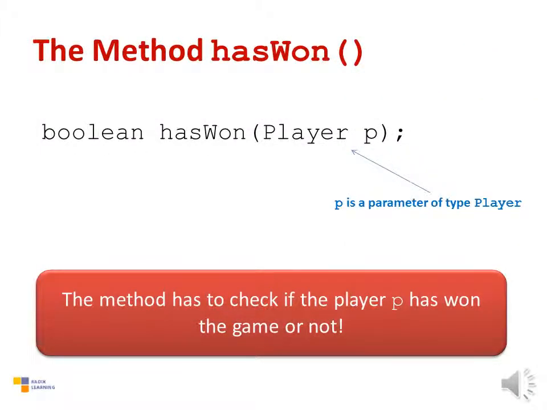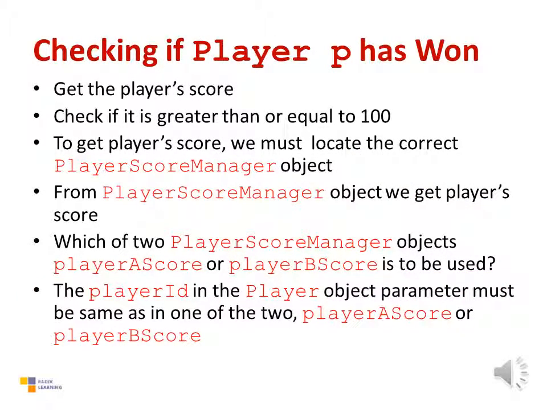The method has1 takes a player object as a parameter and checks if this particular player has won. If this player has won, the method returns true, else it returns false. The way of determining whether a player has won is very simple. All you have to do is to get the player's score and check if it's greater than or equal to 100. But to get at the player's score, one must first locate the correct Player Score Manager object from which we can get the player's score.